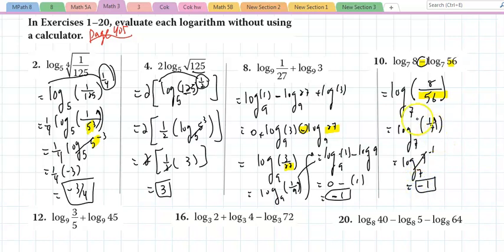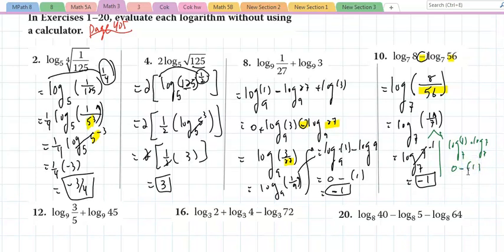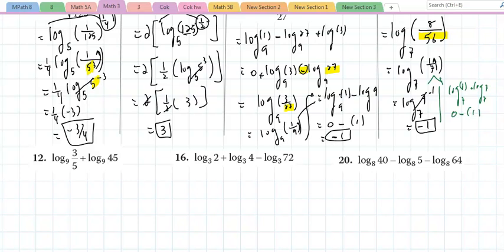Or you could have said, if you want it, this is the log base 7 of 1 minus log base 7 of 7. That's a 0 minus and that's a 1. There it is. Next problem up is number 12.